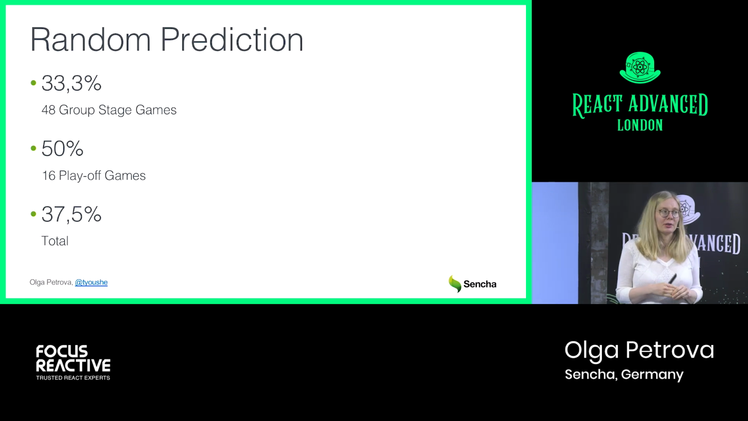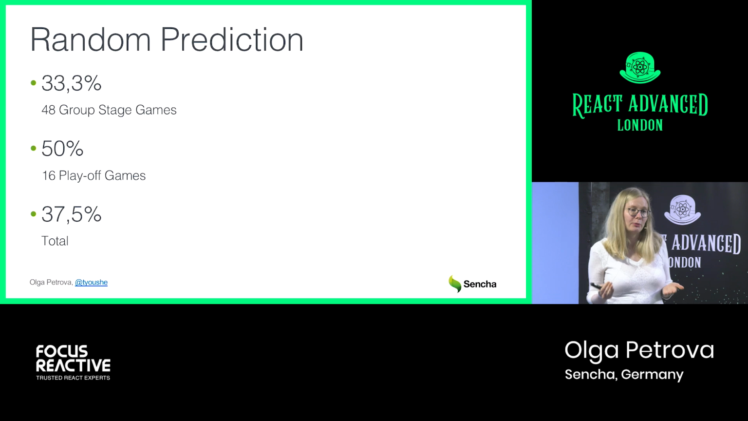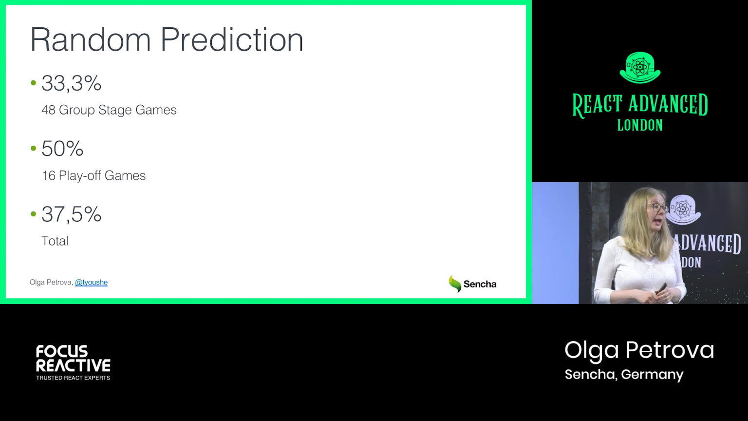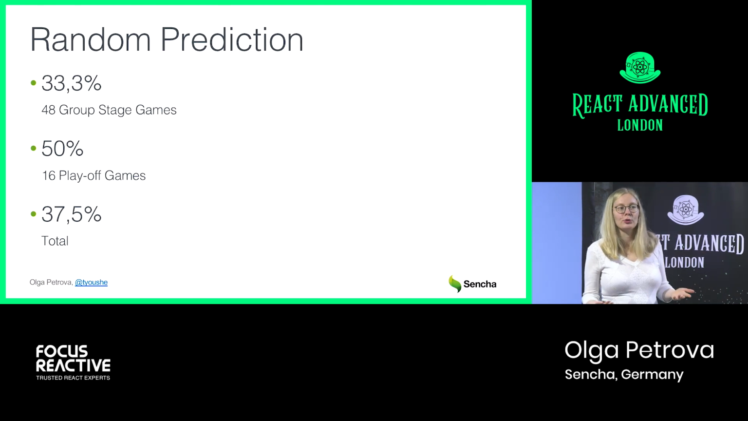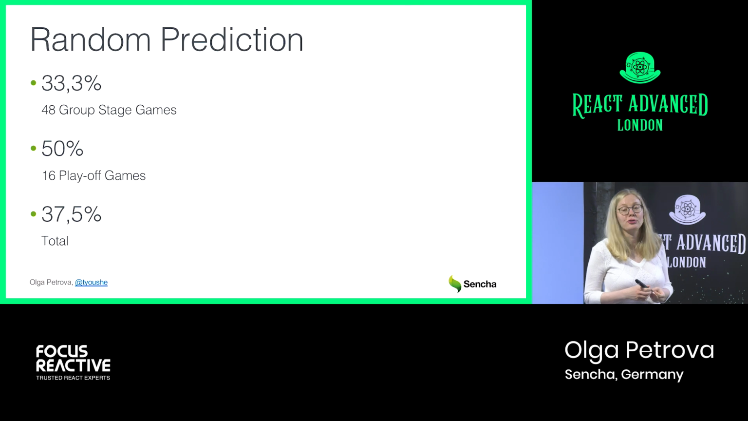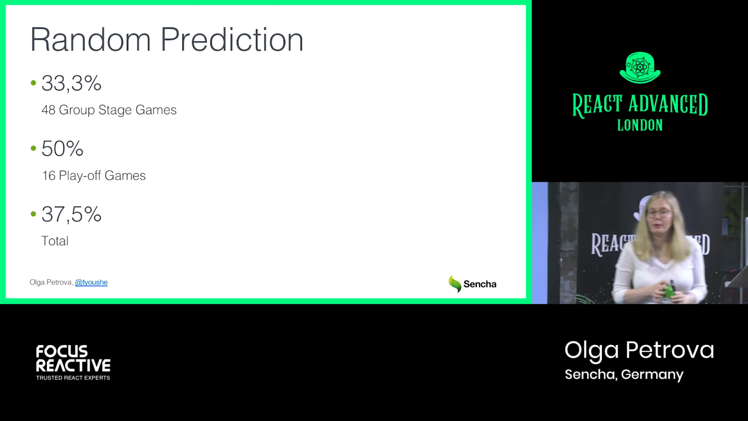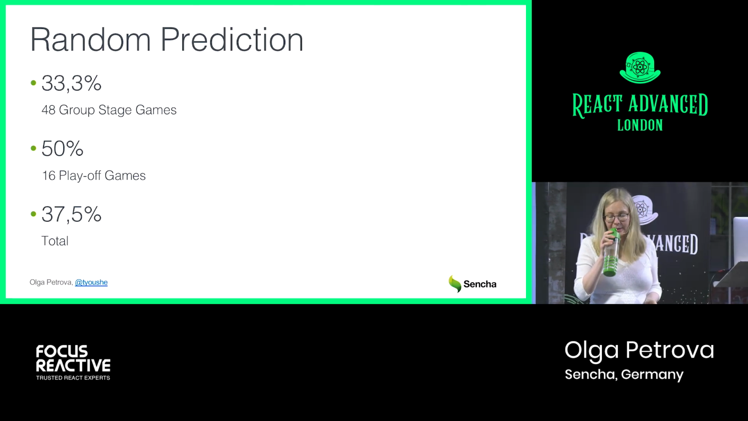If we are talking about group stage games, then a model doing random prediction would predict correctly 33% of games on average. And there were 48 group games at the last World Cup. And for playoff games, obviously, there is 50% probability that you would predict the game result correctly. And there were 16 games at the last World Cup. So a model doing random prediction would predict correctly 37.5% of all games.